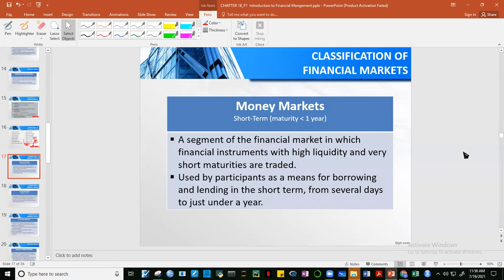Okay, ito sinabi natin kanina, money markets, ang maturity nito less than 1 year. Okay, it provides liquidity kasi may mga companies na kailangan nila immediately ng cash, pero gusto nila short term lang yung utang nila. Okay, so dun sila sa money markets pupunta. No? Lending, borrowing for a short term, usually from several days to just 1 year. So ganun ka short term lang to.